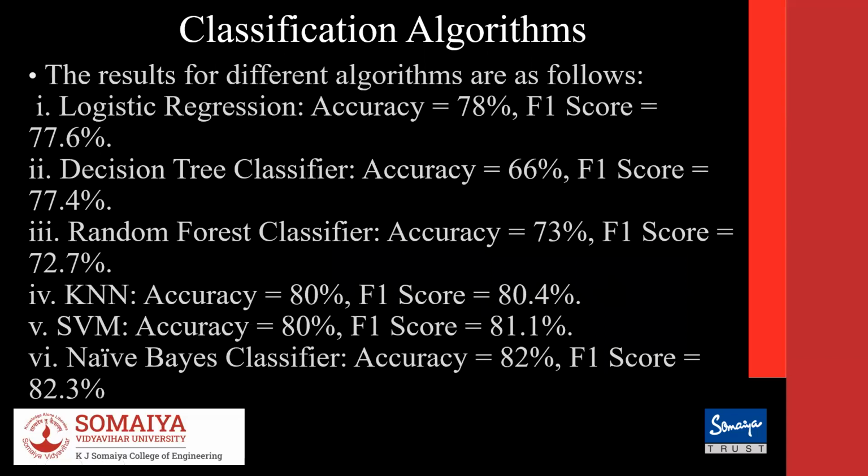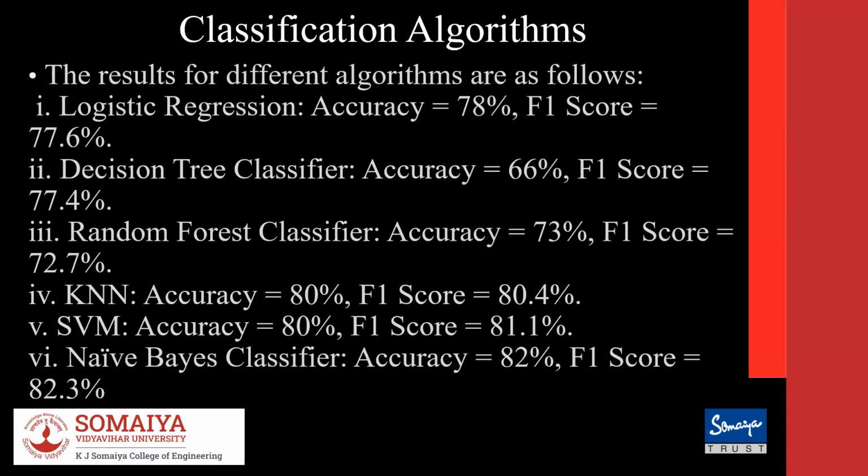Now the classification algorithms used. So the results for different algorithms are as follows. Logistic regression, you get an accuracy of 78% and an F1 score of 77.6. Decision tree classifiers give you an accuracy of 66 and an F1 score of 77.4, which is a bit lower than that of logistic regression.